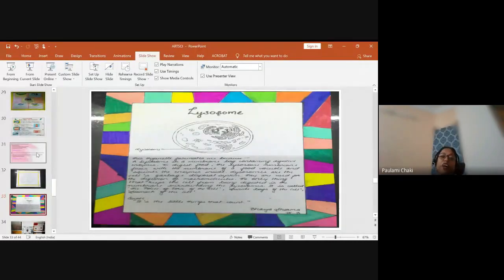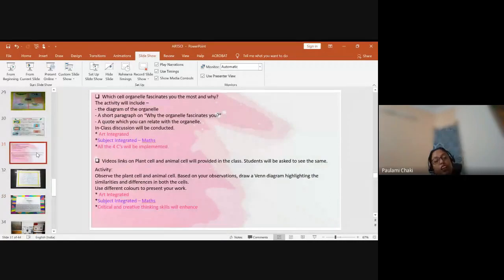So this is how you can relate them with the surroundings, with the life skills which we want them to learn otherwise. Then I have shown them one video link I have posted in the group, which was of plant and animal cells, and I asked them to observe it, watch it, and based on the observation display the similarities and dissimilarities shown in these cells through a Venn diagram. Venn diagrams they study in maths in lower grades, so they are well acquainted with it.